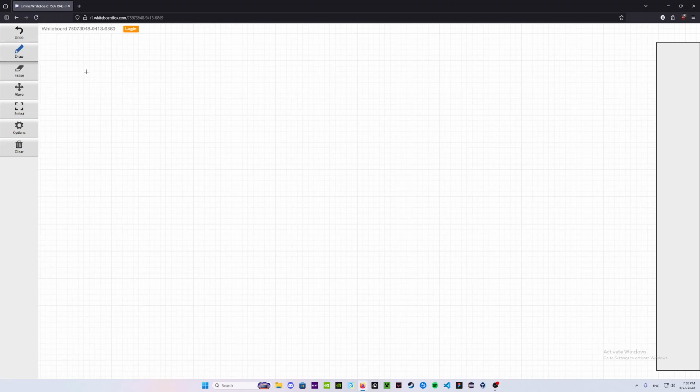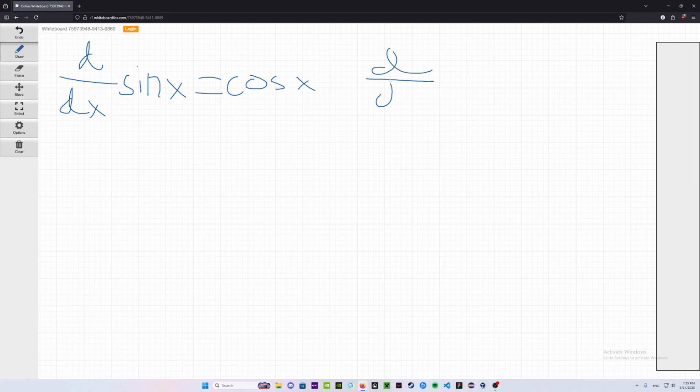Now, the way I'm going to be writing these is as d over dx. Let's start out with the basic ones. The derivative of sine x equals cosine x. The derivative of cosine x equals negative sine x. These you've probably seen before, but there are 4 more.